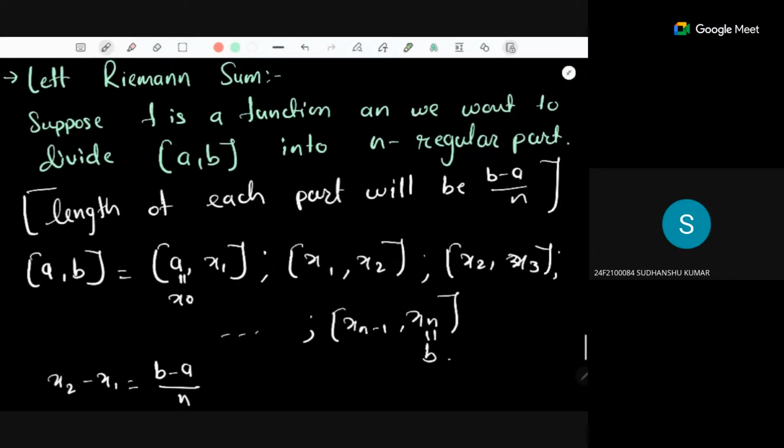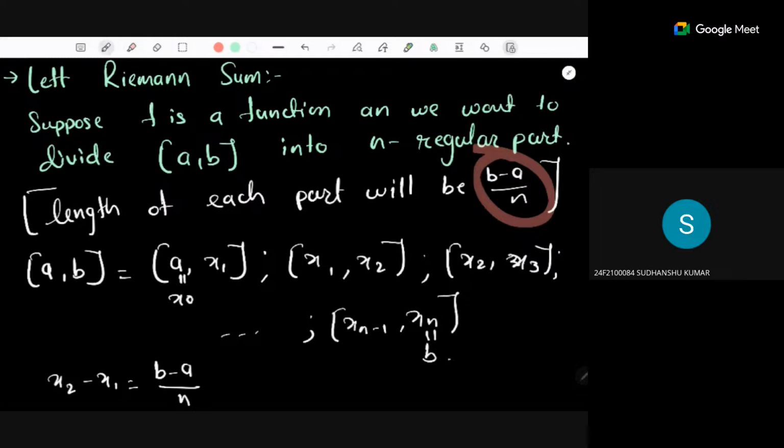Okay. So whenever we want to find out the left Riemann sum, right Riemann sum, or mid Riemann sum, the first thing we need to do is divide the given interval into some regular parts. So in general, if we have a closed interval a comma b, and we want to divide it into n regular parts, the length of each subinterval will be b minus a by n.